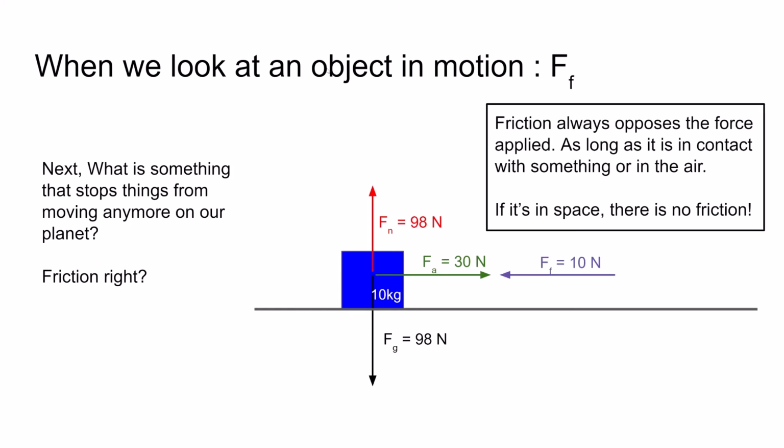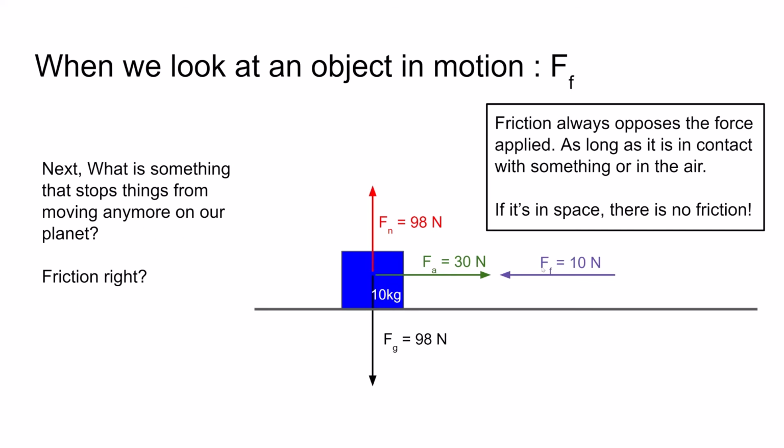Alright. Then we have to look at what opposes that applied force, which is friction. Friction always opposes the force that's applied, as long as it is connected with something, or there's air present, because air obviously can stop things too. It's not just a passive thing. But if we have no air, like in space, well, we don't have any friction. We know that friction is usually the thing that stops anything from moving.